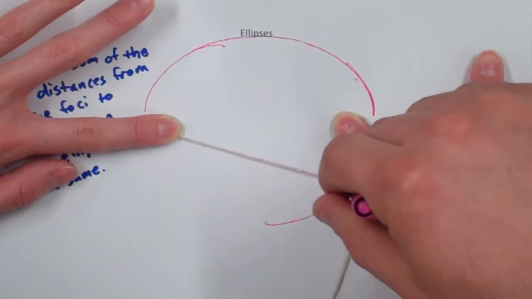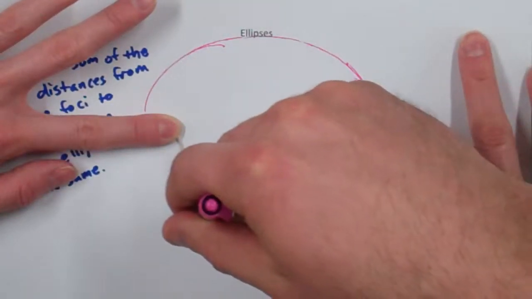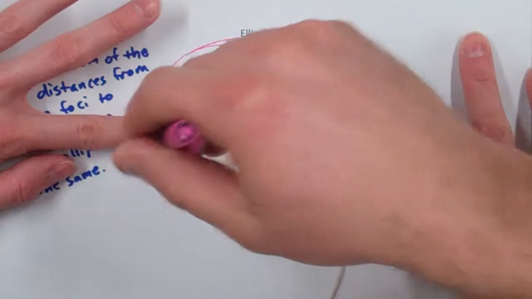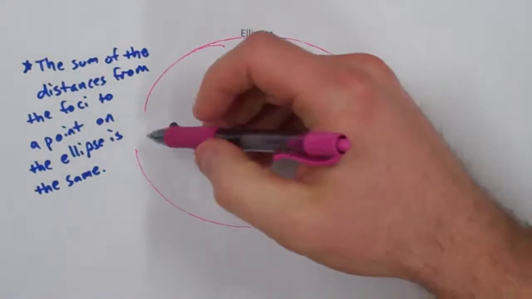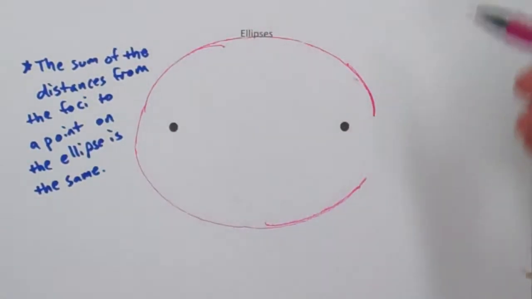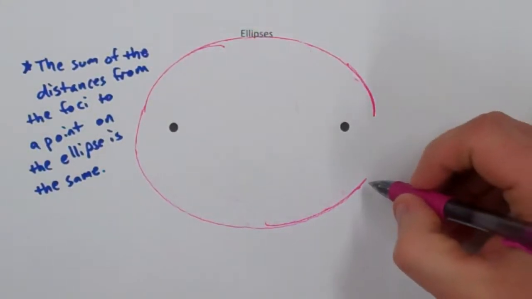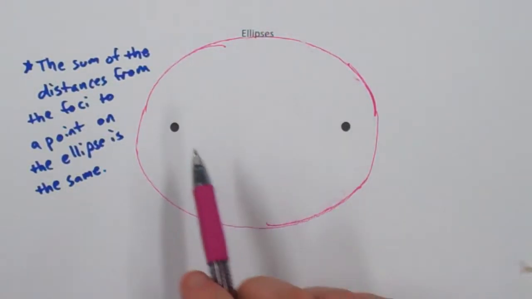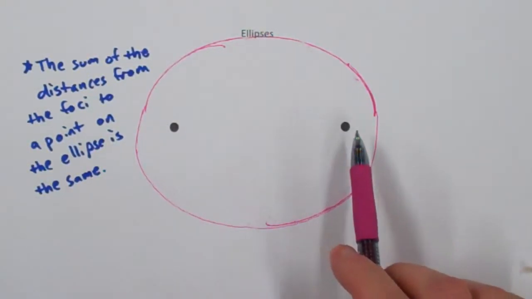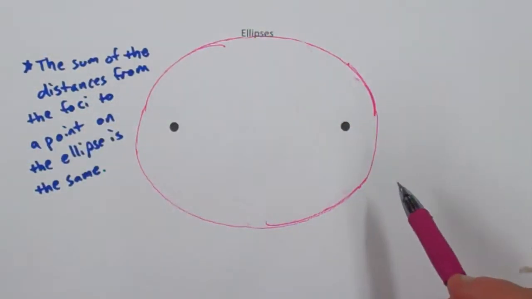So we can do the same thing on this side. And as we move around, you should get something very close to an ellipse. And if we did this perfectly, these ends would match up, and these ends would match up here. Now it's important to note that the foci are inside of the ellipse.